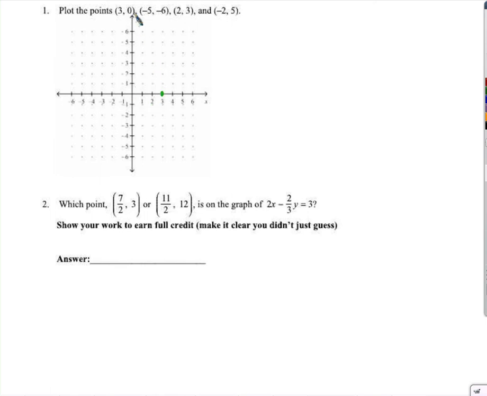So we have 3, 0. Remember, don't mix up your x's and y's. X is 3, y is 0. X is negative 5, y is negative 6. X is 2, y is 3. X is negative 2, y is 5. There we go. That's it. Then we're done. No more. We plotted the 4 points. It says plot the points. We plotted the points.